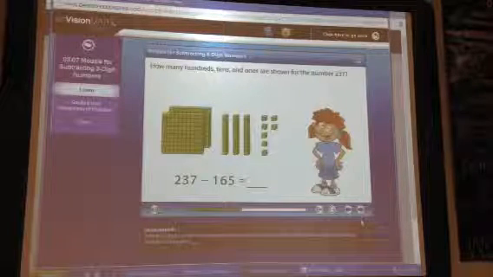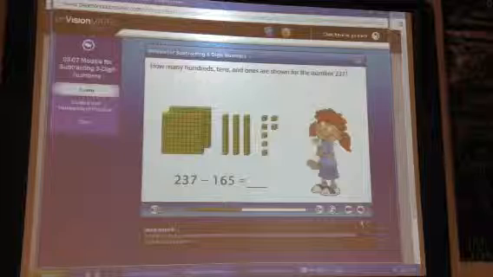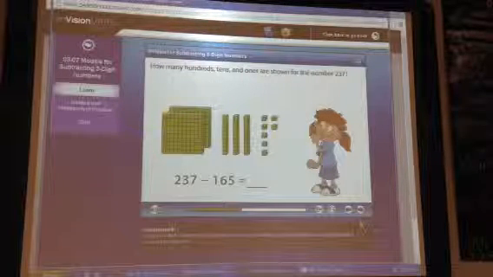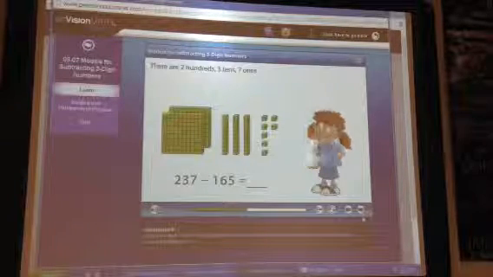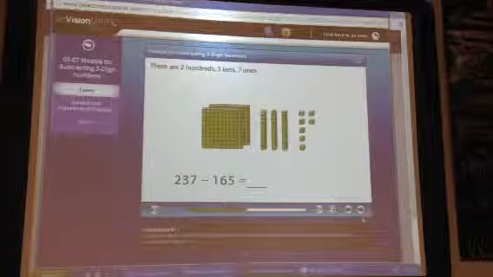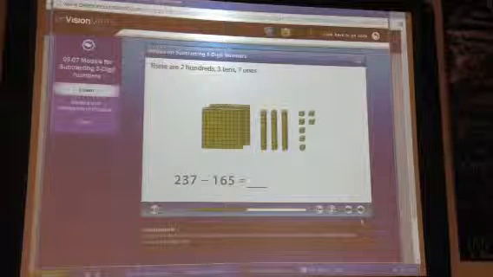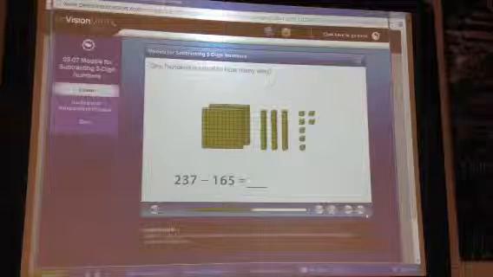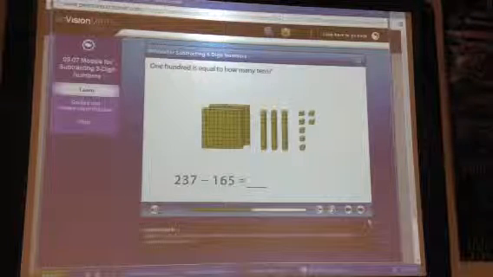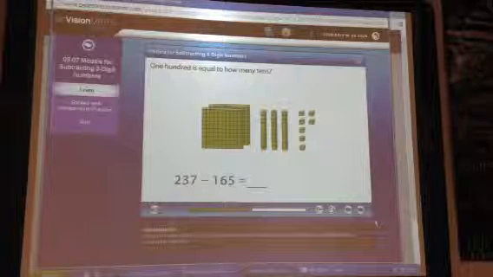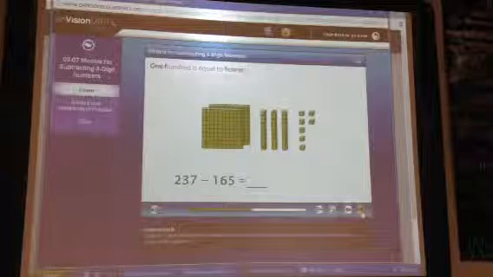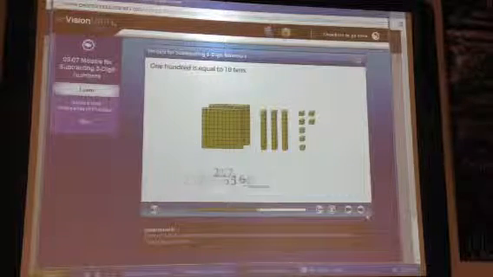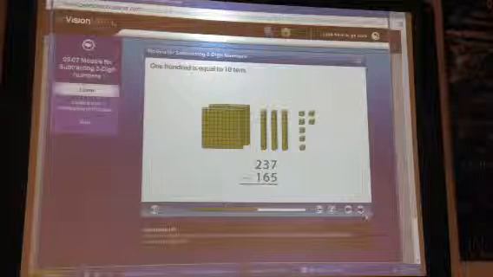How many hundreds, tens, and ones are shown for the number 237? There are 2 hundreds, 3 tens, 7 ones. 100 is equal to how many tens? 100 is equal to 10 tens.